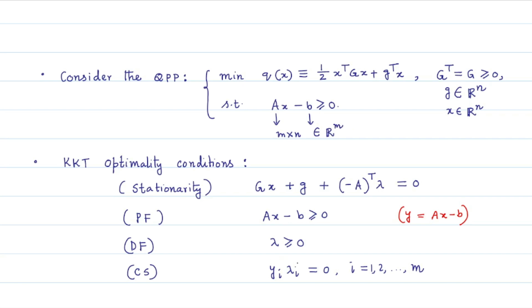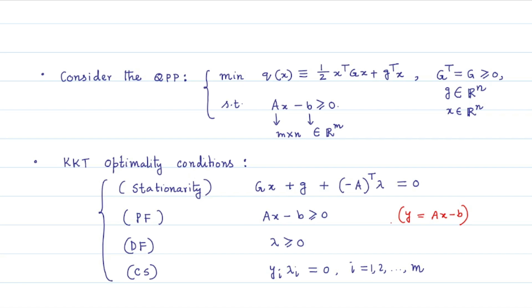Then you will have m many Lagrange multipliers and m many slack variables, and accordingly you will have m many equations in the complementary slackness condition. So in totality these four conditions will give us the KKT optimality conditions.